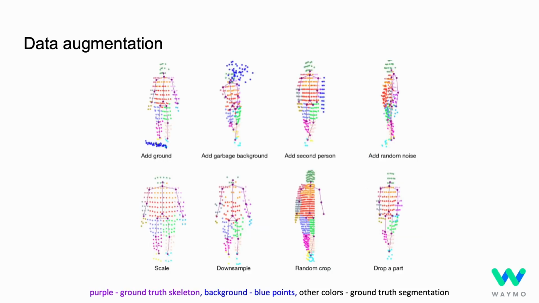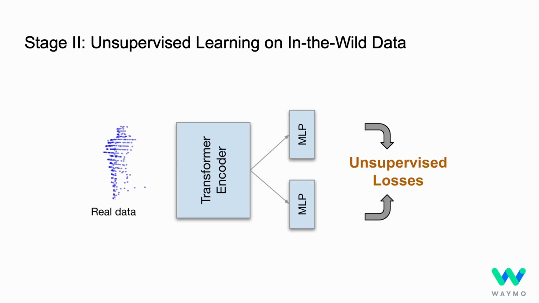We find that data augmentation is essential in stage 1 training. To simulate real-world noisy background and occlusion, we apply various data augmentations to the synthetic data, including random downsample, mask, etc. In stage 2, we further refine the network using unsupervised learning. The network is the same, but data and losses are different. For stage 2, we use only real data without any labels.